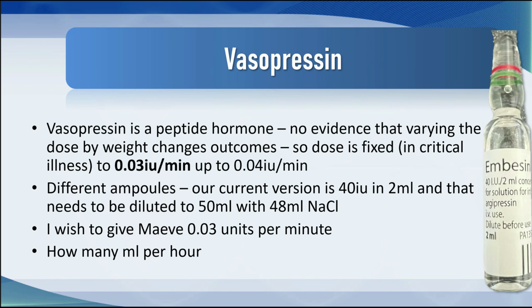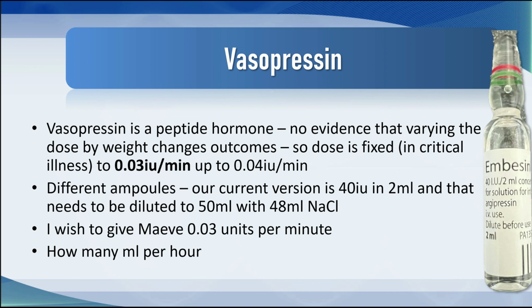Vasopressin is a peptide hormone. There is no evidence, thankfully, that varying the dose by weight changes outcomes, so the dose is fixed in critical illness. For example, in sepsis, the maximum dose that we use is 0.03 units per minute. Occasionally, in other forms of vasoplegic shock, we may go up to 0.04 units per minute.